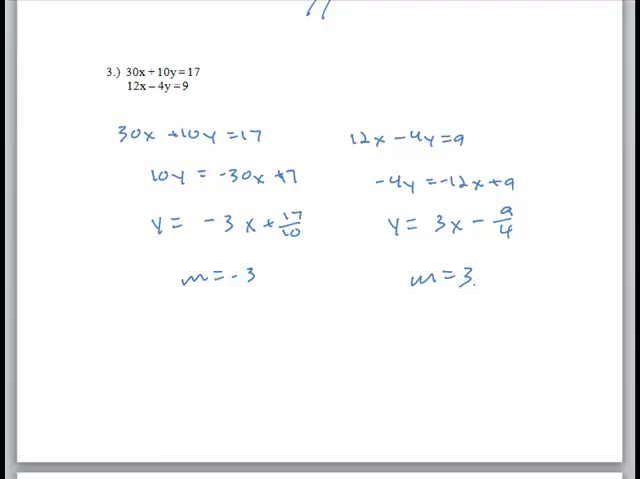So they're opposites, but they're not opposite reciprocals. They're not the same, so they're not parallel. They're not opposite reciprocals, so they're not perpendicular. They're neither one. That means these two lines will intersect since they're not parallel, but they will not intersect at a 90-degree or right angle.